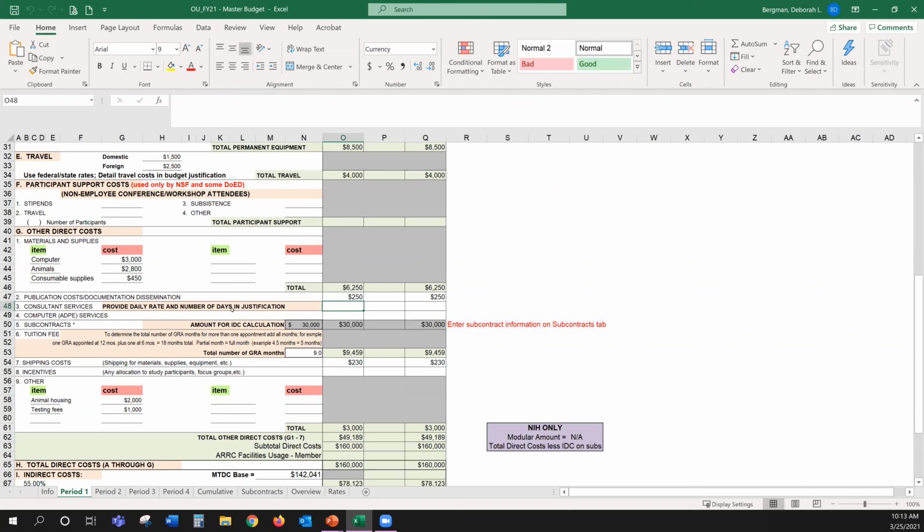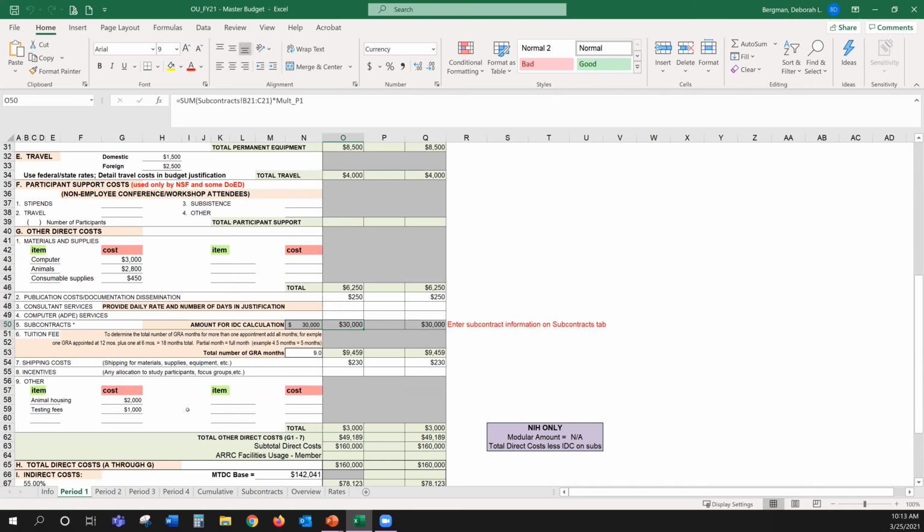Okay. Consultant services. Enter the total in column O and include the details about the rate, the number of days, travel costs, etc. in the justification. For computer services, you would enter the total for computer support fees, such as internet line charges. Next line is subcontracts, and the subcontract information is actually entered on the subcontract tab, and we'll look at that in just a few minutes.